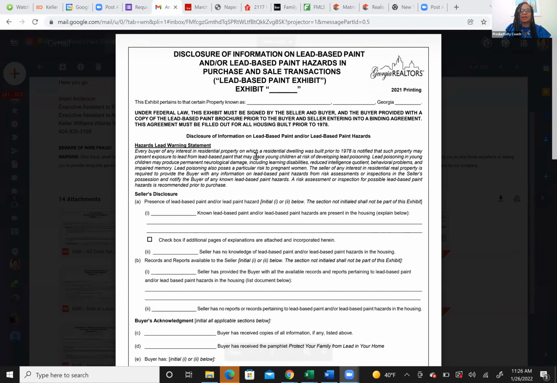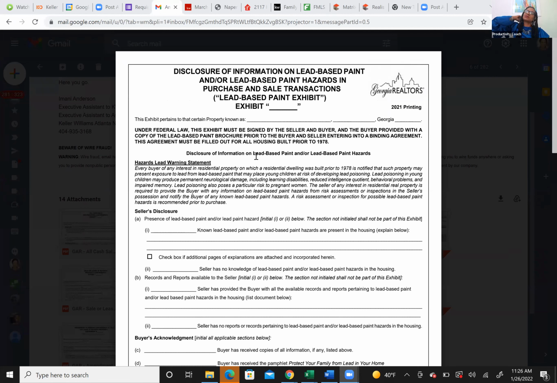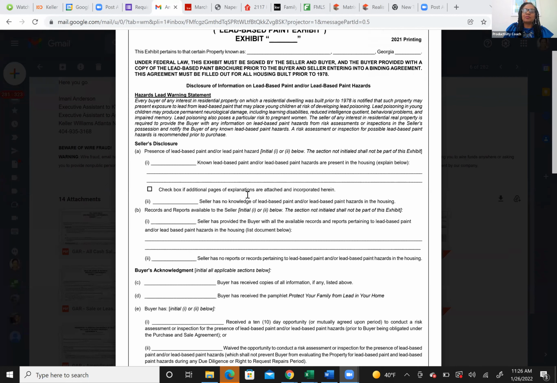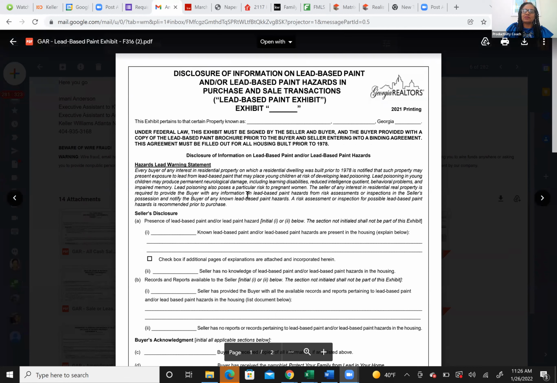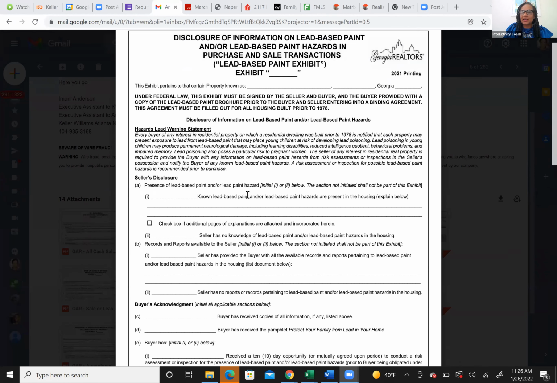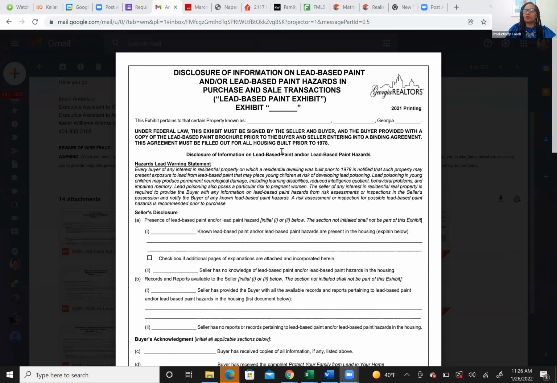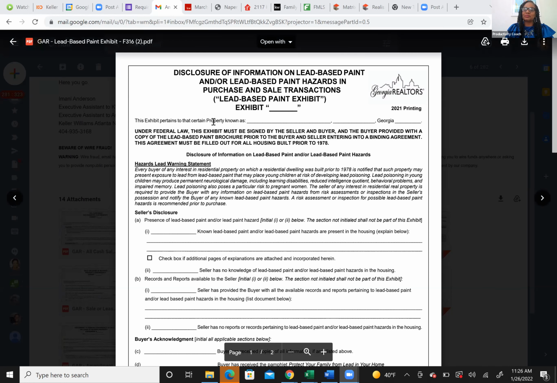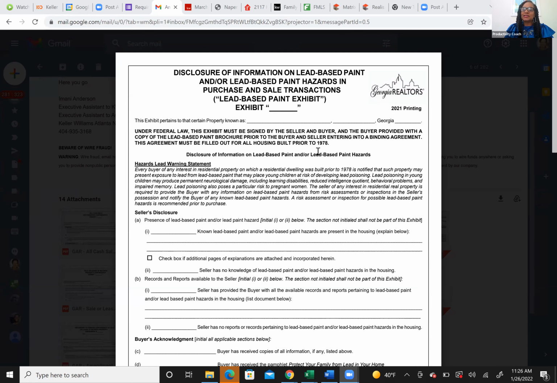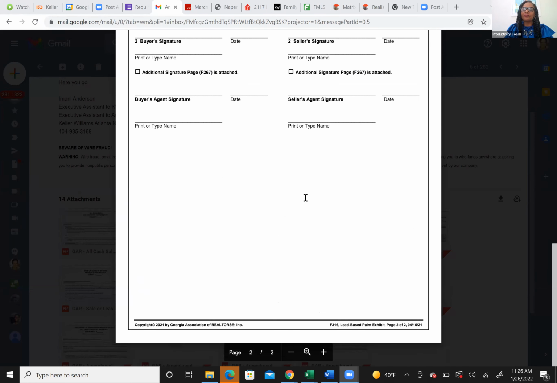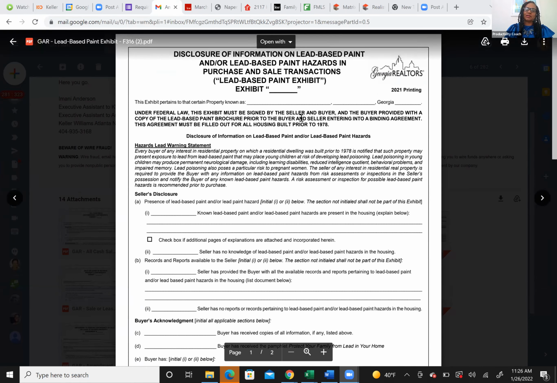All right, so you know what? Let's look at the lead-based paint exhibit first, just in case we run out of time, because that's really important to me. So every time you miss one of these signatures here, it's an $11,000 fine. All right, so this has to be a part of the contract before you go binding. Let me repeat that again. The lead-based paint exhibit must be made a part of the contract where it says this exhibit pertains to that certain property known as. It must be dated the same date that you put your offer in. Any questions on that, please?